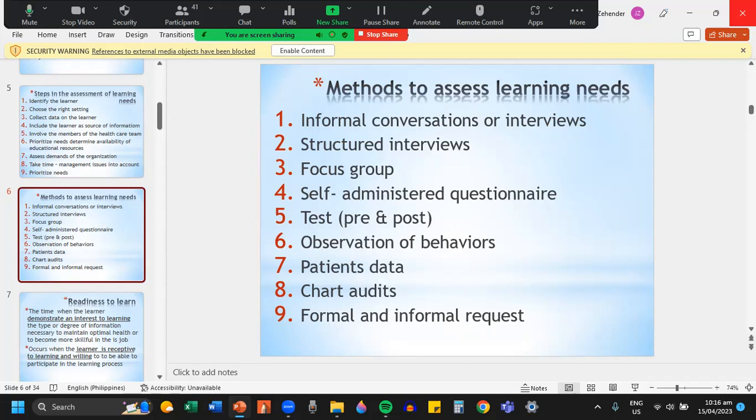Okay, so questionnaires, you also have to take into consideration kung ano yung language na gagamitin sa questionnaire ninyo. This will depend on the community or yung culture ng subject mo. Okay? Next, another method to assess learning needs, we have the test. Pre-test and post-test. In short, yung mga quizzes. Now, especially during regular class days.